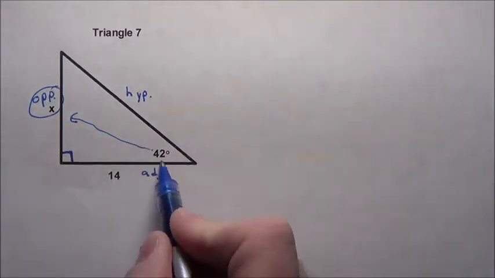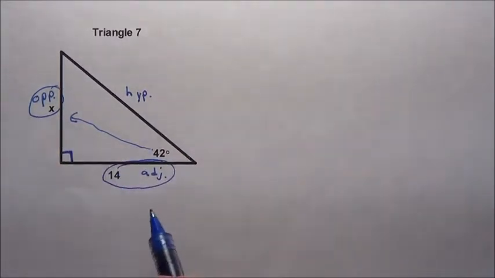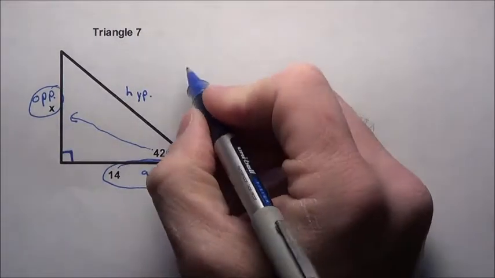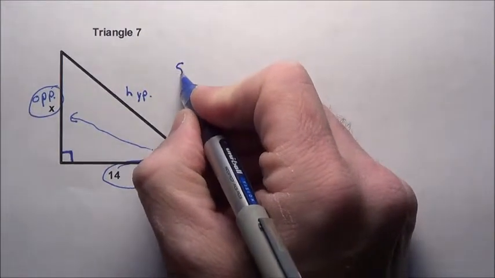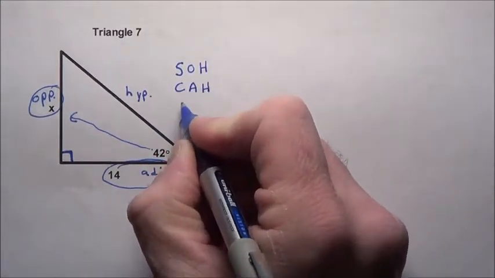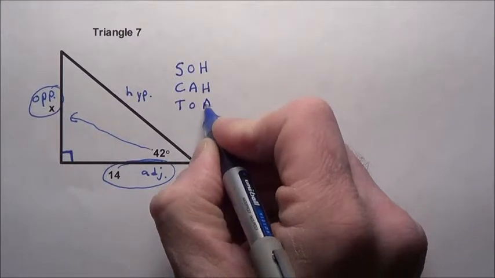What measurement do we have? We have our adjacent side. So I have to use sine, cosine, or tangent. Which one do I use? Well, I remember that little saying, "Some Old Hippie Caught Another Hippie Tripping On Acid."